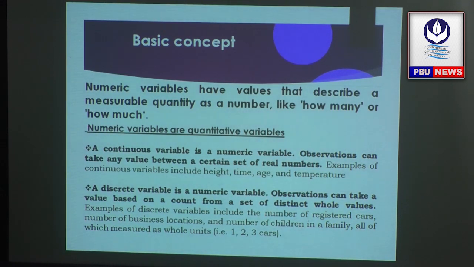Discrete variable is a numeric variable. Observation can take a value based on a count from a set of distinct whole values. Suppose discrete values include the number of registered cars, number of business locations and number of children in a family, etc.